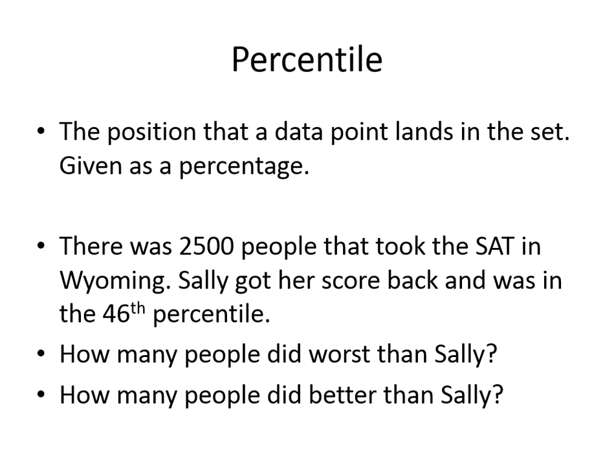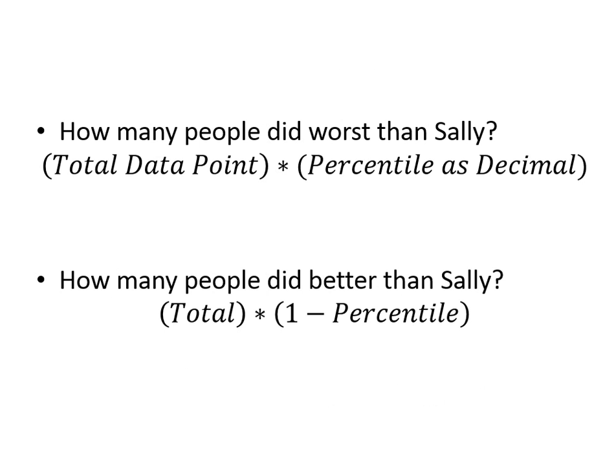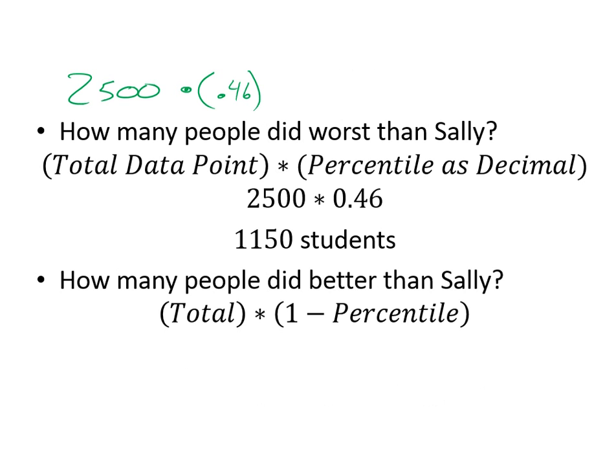We want to know how many people did worse and how many did better than her. Okay, so 46th percentile, 2,500. To find this, you're going to take the total number of data points, 2,500, and multiply it by her percentile as a decimal, 0.46. Multiply that together and you get about 1,150 students. So there are about 1,150 students that did worse than Sally.